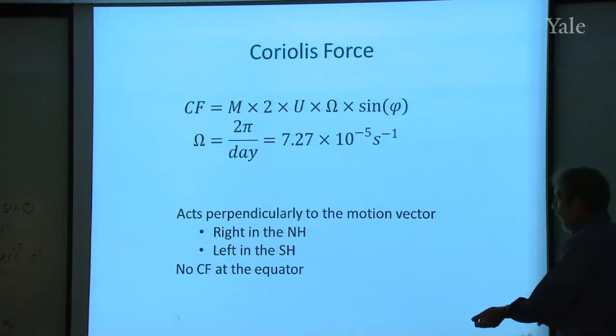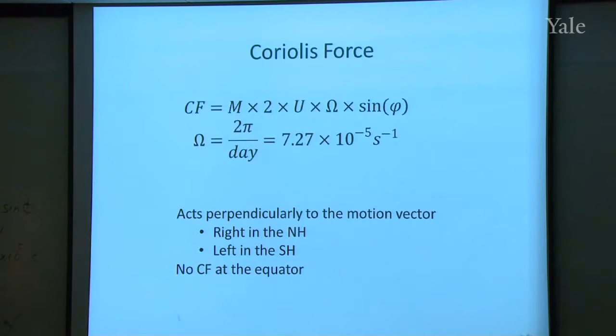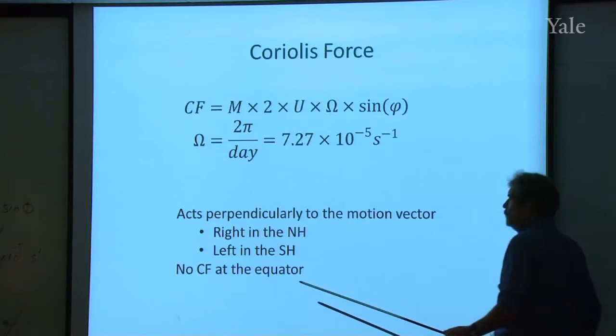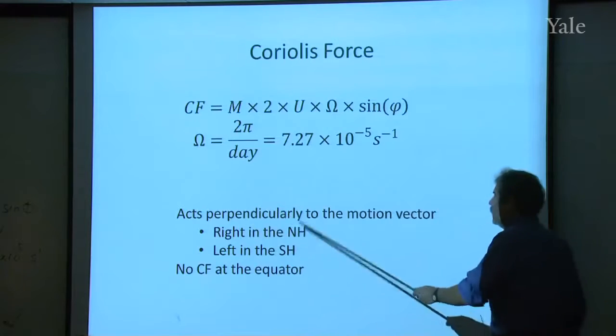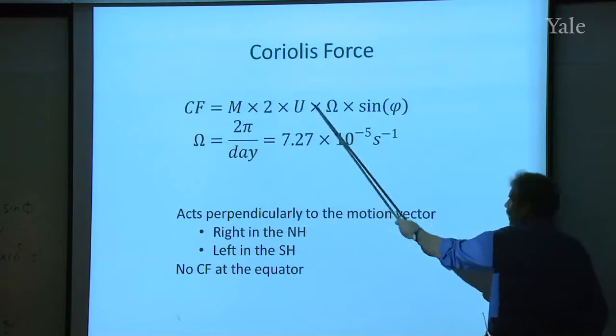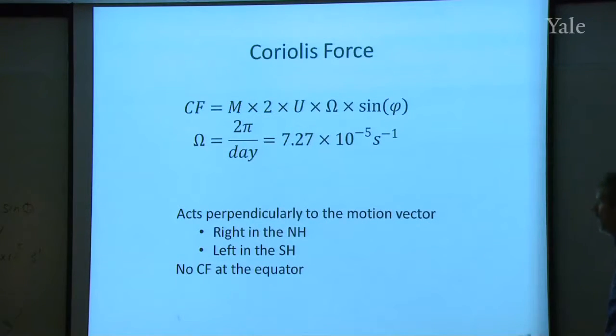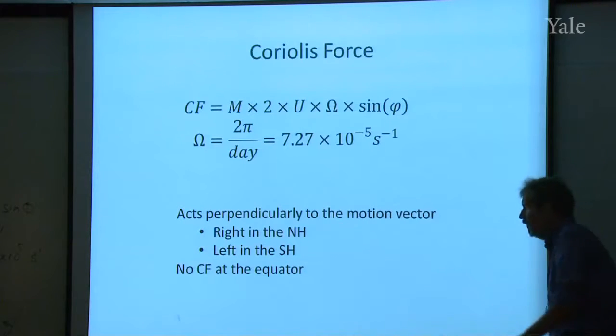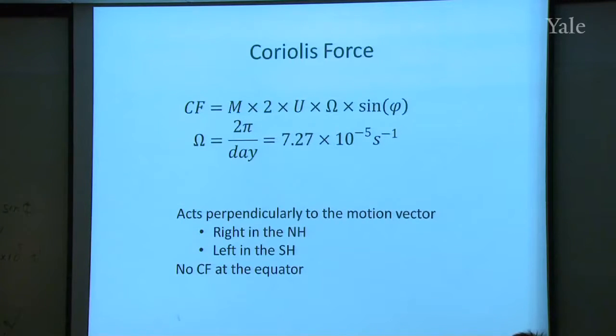Question? What is U? U is the speed of the object. And omega is the rotation rate of the Earth. Phi is the latitude that you're at. So that tells you about the magnitude of it. The direction, the formula doesn't tell you, but you can remember, in the northern hemisphere it acts to the right of the motion vector. In the southern hemisphere it acts to the left of the motion vector.